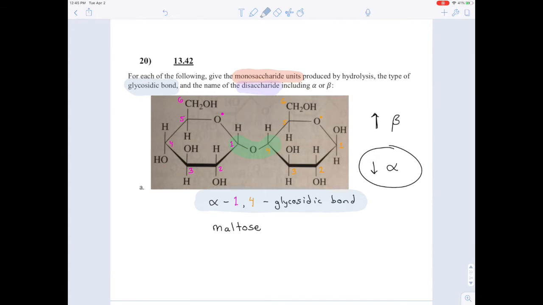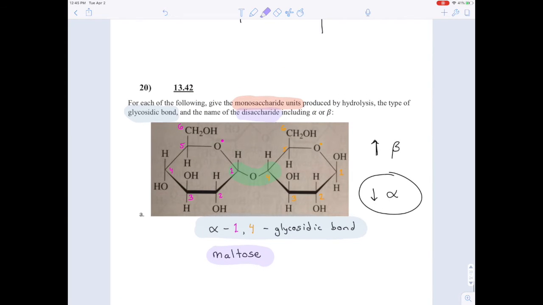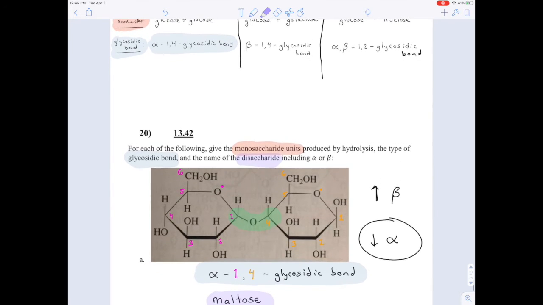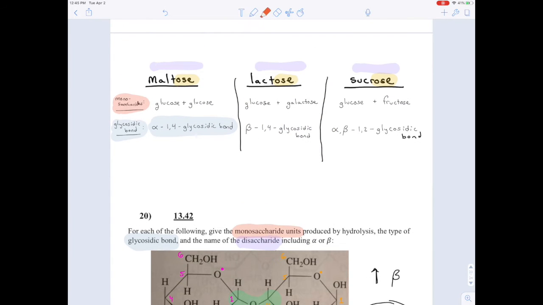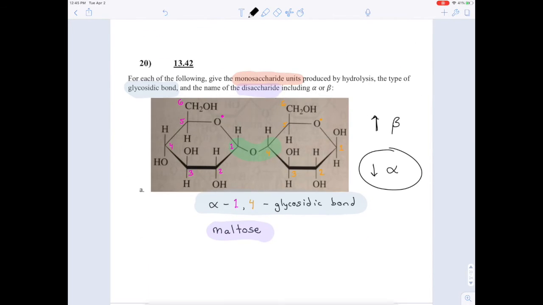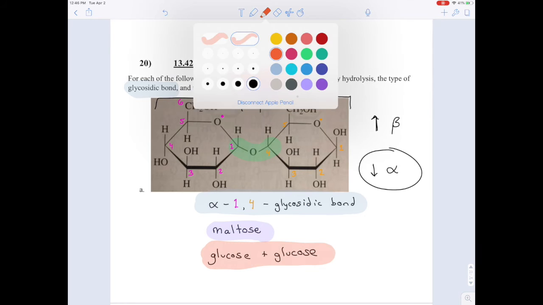And that answers the second question they had, the type of disaccharide. So this is maltose. This is floating around in beer all the time. Last but not least, they wanted to know the monosaccharide units. If we know that this is maltose, then the monosaccharide units have to be glucose and glucose. So the two monosaccharides, the one on the left and the one on the right, are each glucose. Those are the monosaccharide units that you would get if you cracked that glycosidic bond open.